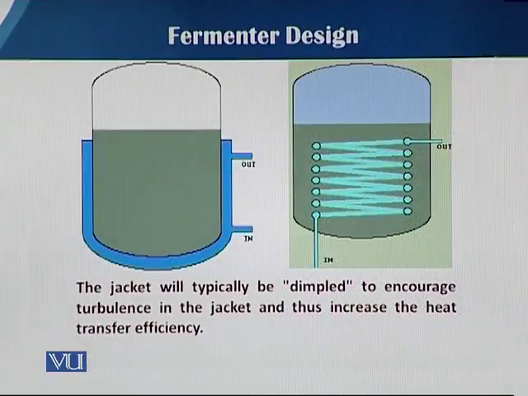In this slide you can see two types of systems. One is the jacket type. The blue color shows the jacket around the fermentation vessel. In and out mean that hot and chilled water come in and circulate around the vessel. On the other hand, you can see a round coil of the same hot and chilled water. So these are the two strategies by which the temperature is controlled.